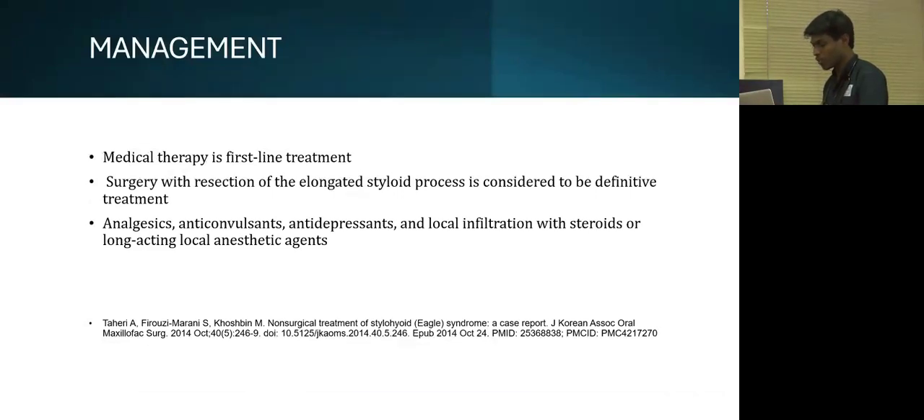Management of Eagle syndrome: predominantly medical therapy is the first line of treatment. Surgical resection of the elongated styloid process is considered the definitive treatment. The medical therapy we use is analgesics, anticonvulsants, antiprotons, and local infiltration with steroids or long-acting local anesthetic agents.